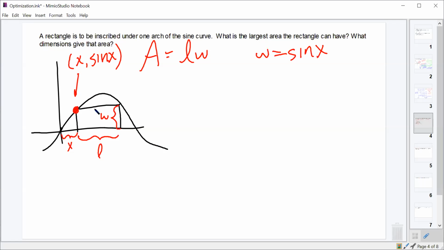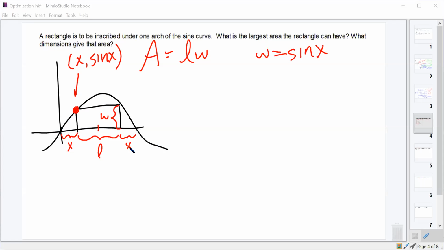And if that distance is x, a sine curve is symmetric, right? And a rectangle is symmetric. And so the distance from here to here should be the same as the distance from here to here, which means that this gap that I have between the curve and the rectangle and this gap that I have between the curve and the rectangle should be the same, right? This should also be x.